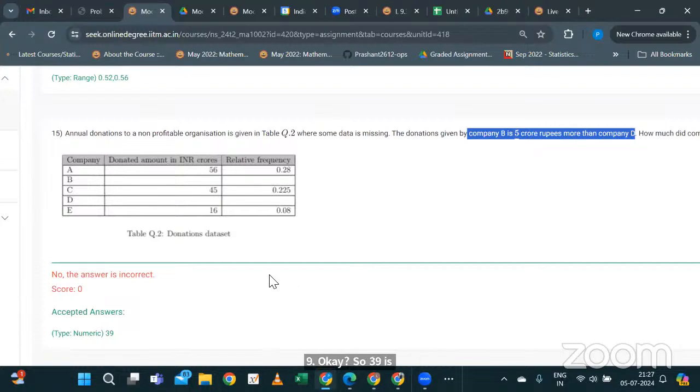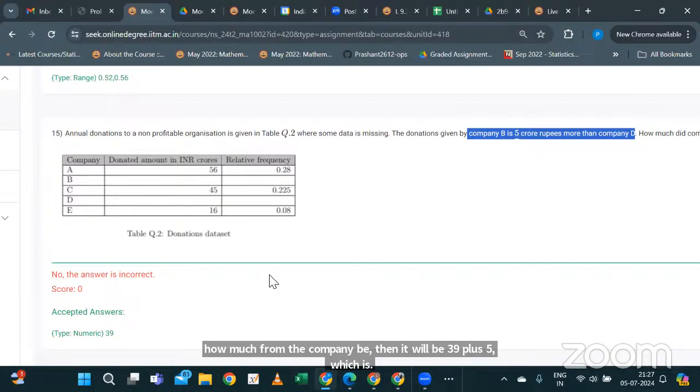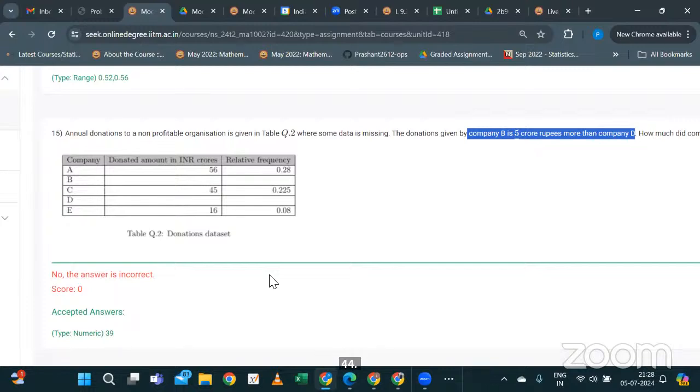If the question is how much from company B, then it will be 39 plus 5, which is how much? 44. Yes, sir. Sorry, my bad. Yes, it will be 44.